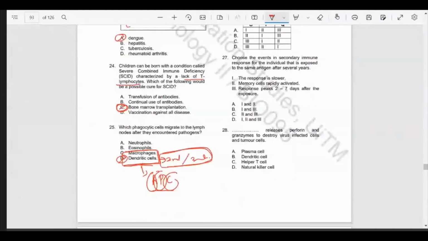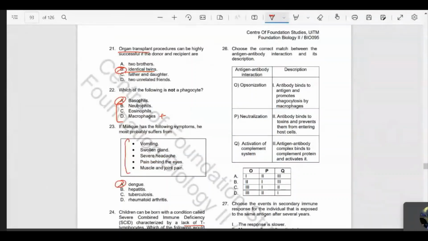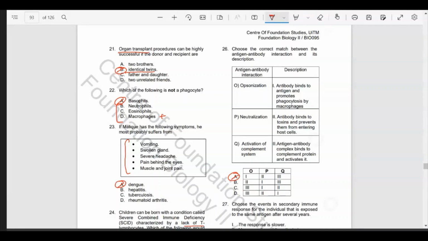Okay, for 26, I'm not sure about this answer, madam. But I choose the correct match between the antigen-antibody interaction and its description. I put A. So betul lah tu A. Macam nak tahu A atau refer nota? Yes. Okay, so good effort lah. Okay, so choose the correct match between antigen-antibody interaction and its description.